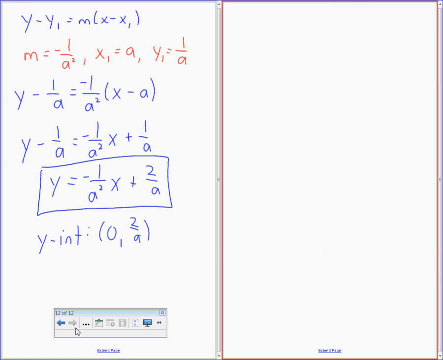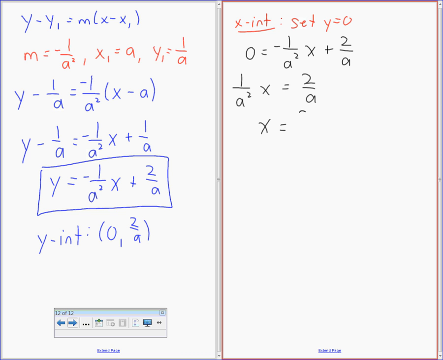Okay, x-intercept. We're going to set y equals 0. So this turns into 0 equals negative 1 over a squared x plus 2 over a. 1 over a squared x equals 2 over a. x equals 2a squared over a. x equals 2a.